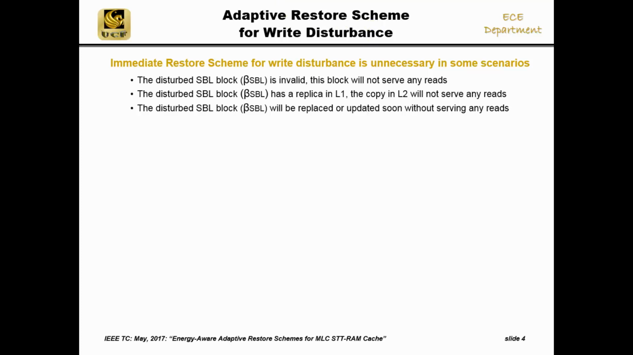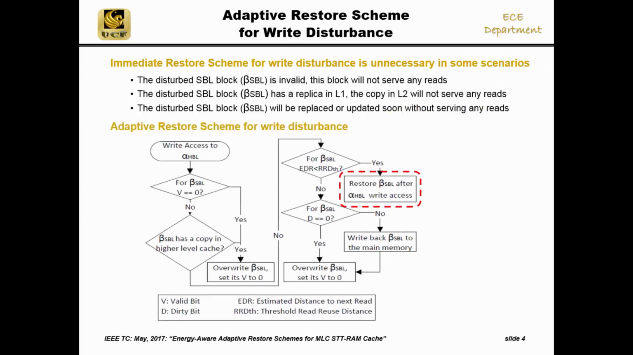Our thesis in the paper is that the conventional immediate restore scheme for write disturbance can be unnecessary, especially when it consumes extra energy. For example, if the disturbed soft bit line block beta is invalid, or if the block has a replica in a higher level of cache, or the block will be replaced soon, then there's no functional need to update the disturbed block. In light of this, we propose the adaptive restore scheme for write disturbance.